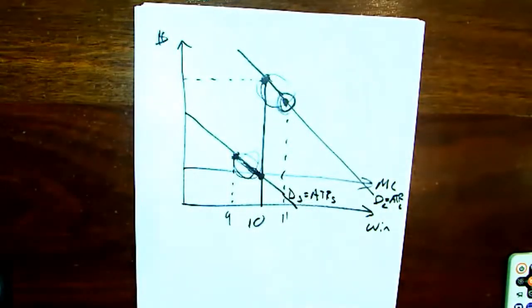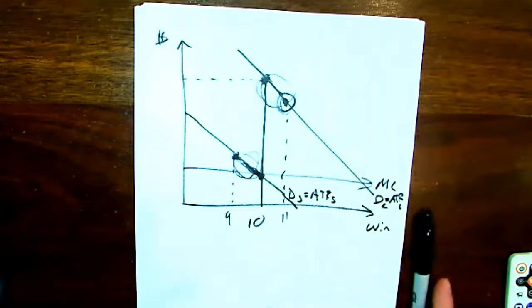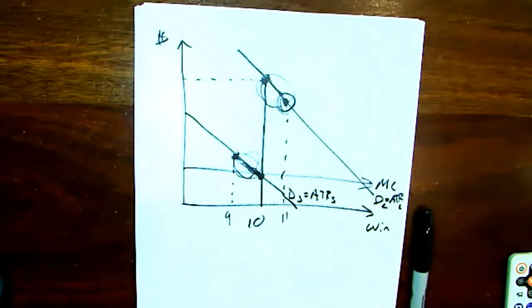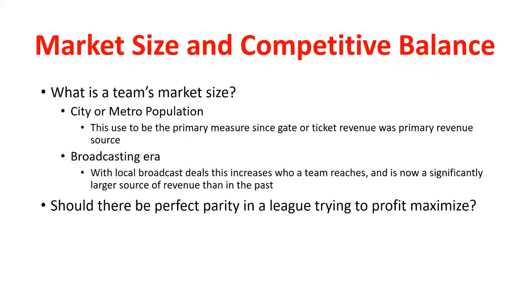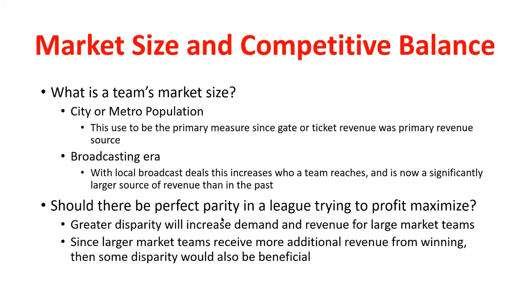So, we don't really want perfect competitive balance, right? We probably want those large market teams, if the leagues are being honest, to actually perform a little bit better, right? That's better overall for the league, okay? Let's go back here. Sweet. So this is what I just said, right? We want the large market teams in theory to be performing a little bit better.